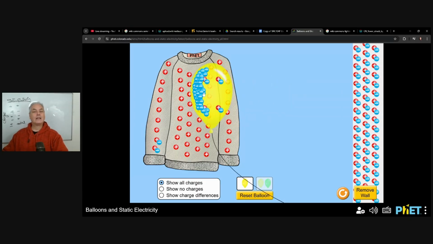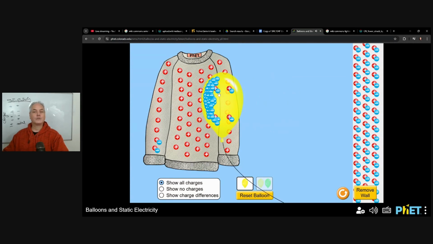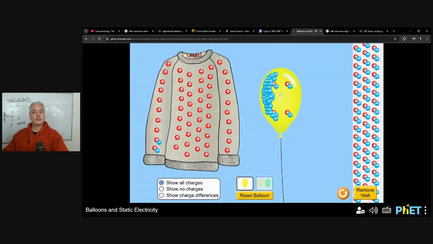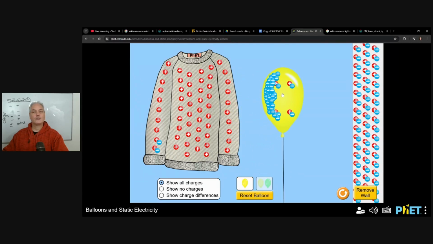So that means that when there is friction, what will happen? The electrons are going to the balloon. If I let the balloon go, so here my mouse is clicking on the balloon, I notice that the negative charge of the balloon is attracted to the positive charge of the sweater. So this is what we had: friction and a transfer of electrons. So here, that's the first thing, perfect.